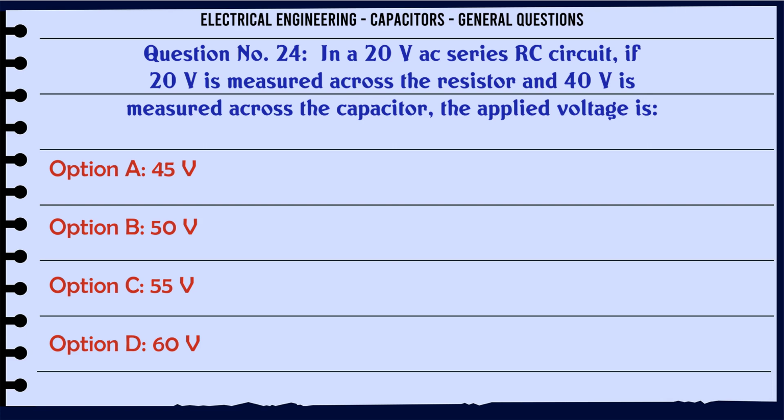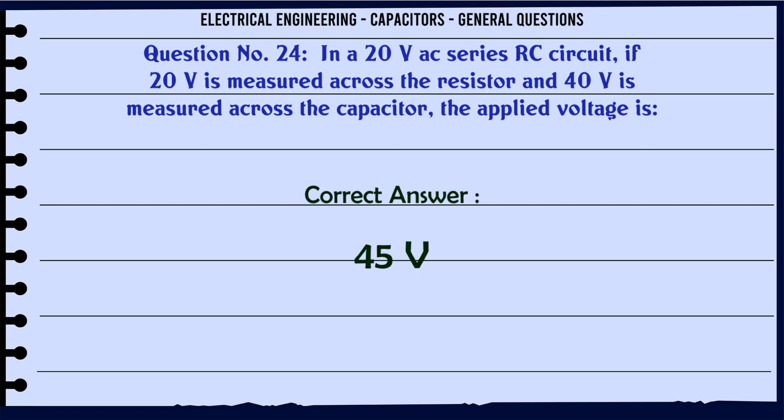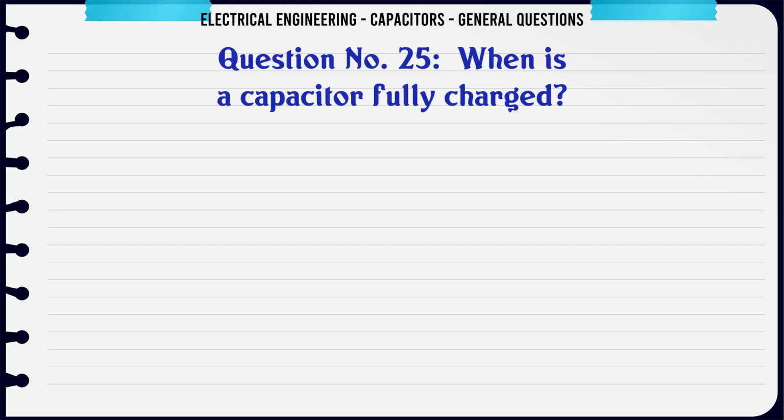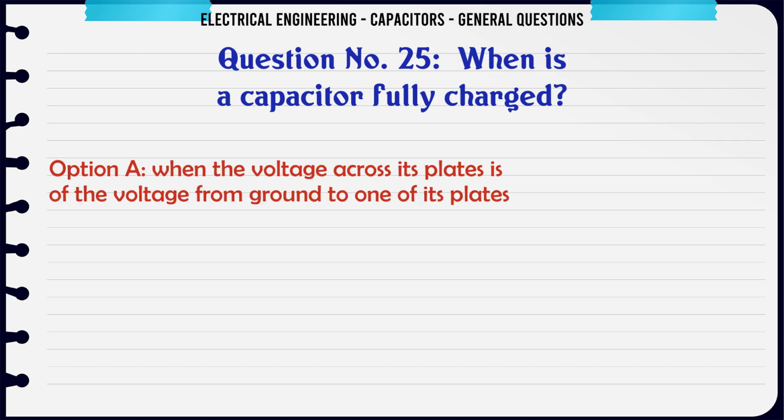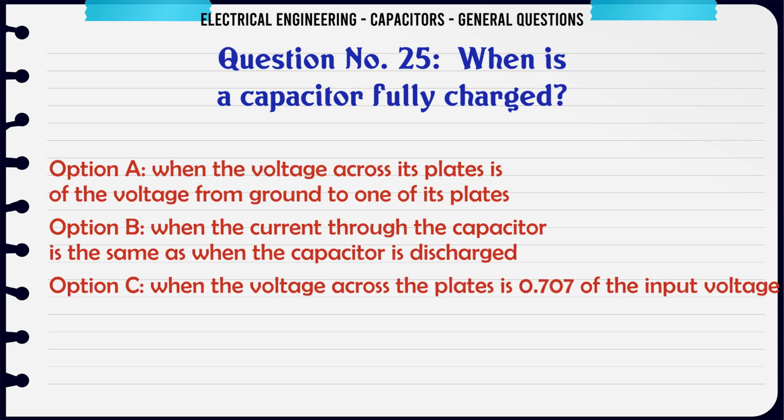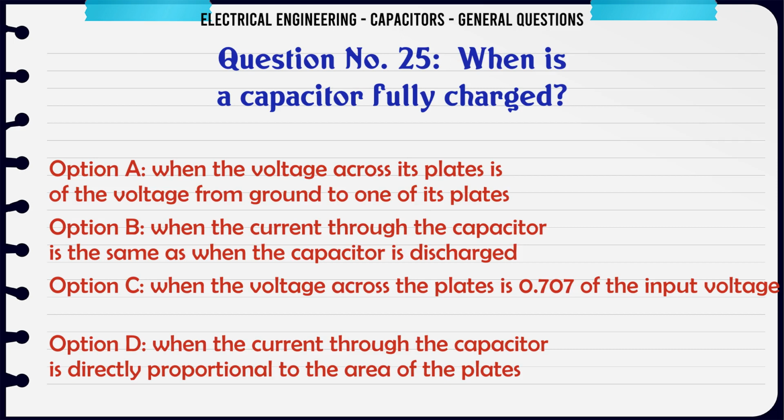The correct answer is 45V. When is a capacitor fully charged? A, when the voltage across its plates is of the voltage from ground to one of its plates. B, when the current through the capacitor is the same as when the capacitor is discharged.